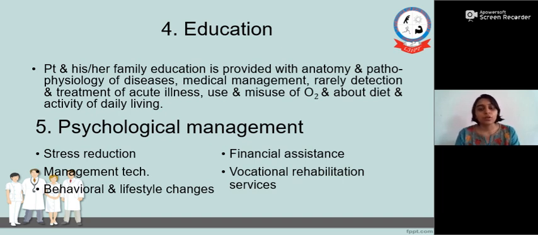The fifth component is psychological management. It includes stress reduction, as we have already discussed. If a person has asthma and on the day of an attack he gets anxious, then his bronchospasm is going to increase and his condition is going to worsen. So he has to understand how to manage his stress level, how to reduce his anxiety, and think about the treatment of it. So stress management techniques should also be taught. Behavioral and lifestyle changes, financial assistance, and vocational rehabilitation services can be provided as a component of psychological management.